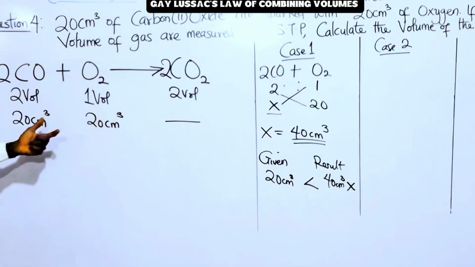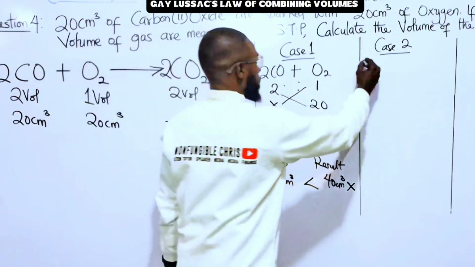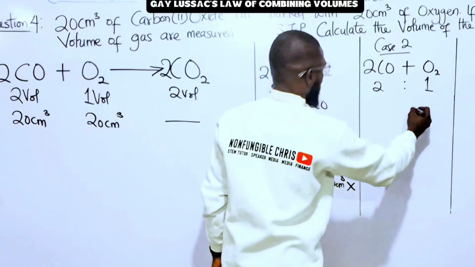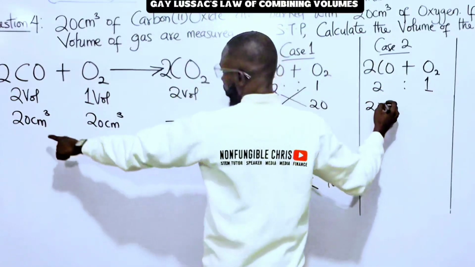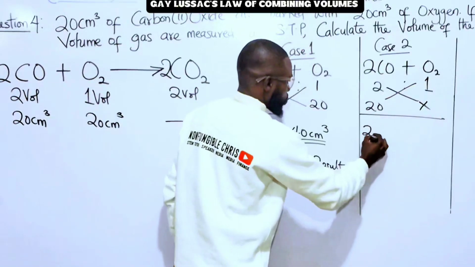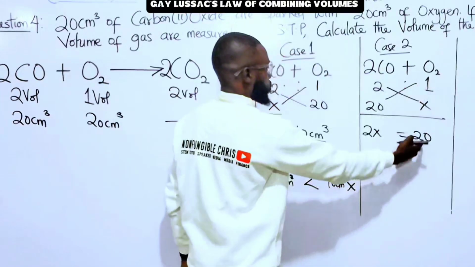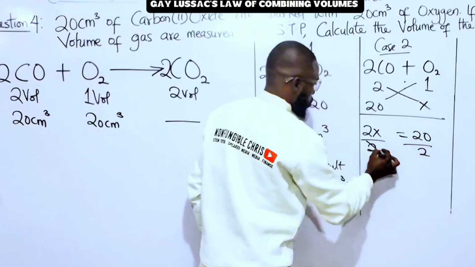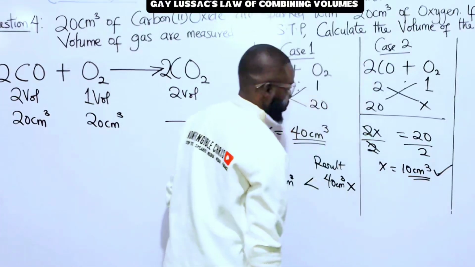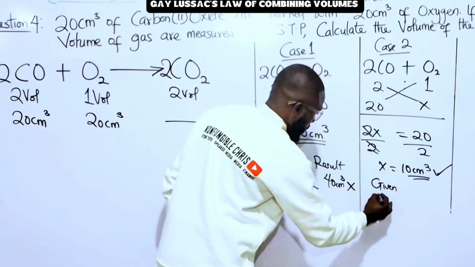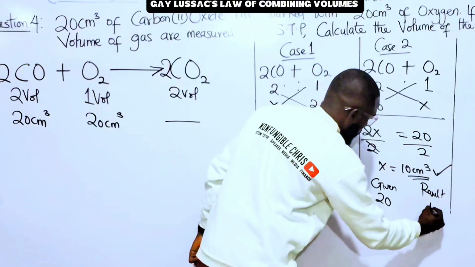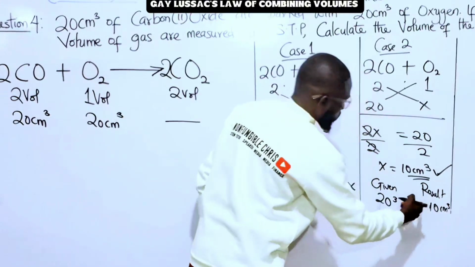Let's repeat that and make the oxygen the sort of formula. So if we have 2CO plus oxygen, yes, our 2 is to 1. Let's here be 20, because we have 20 here. Let's make here X. If we do that, what do we have? By cross multiplying, we have 2x is equal to what? 20. 20 times 1 gives us 20. Dividing both sides by 2, x is equal to what? 10 cm cube. So this one will work for us, right? Because the given is 20. Then our result is 10 cm cube, and this one is greater, so we can use that.